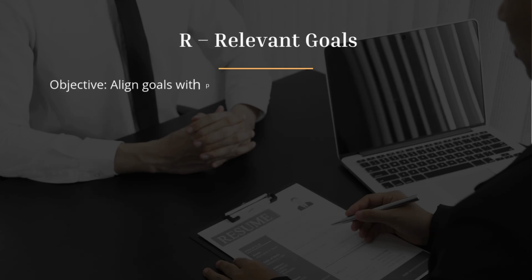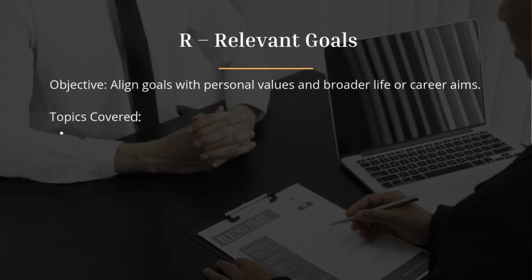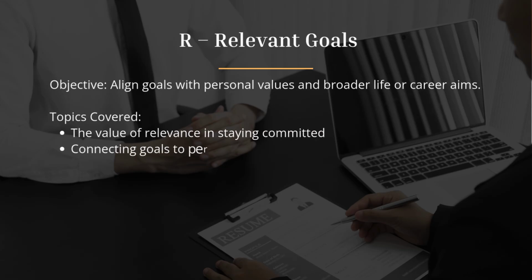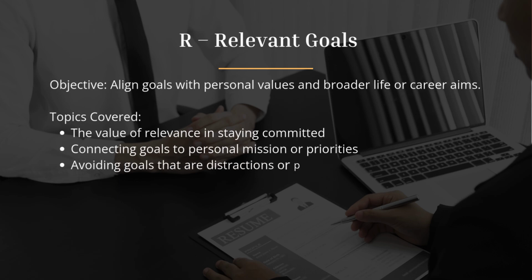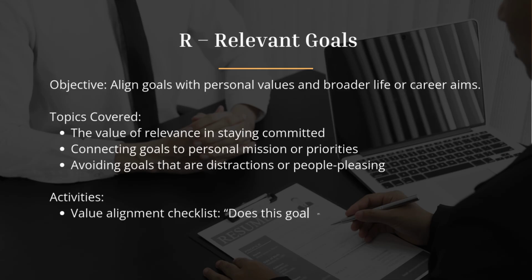R: Relevant goals. Objective: align goals with personal values and broader life or career aims. Topics covered: the value of relevance in staying committed, connecting goals to personal mission or priorities, avoiding goals that are distractions or people-pleasing. Activities: value alignment checklist, does this goal matter to me? Reflective writing: why is this goal important to me right now?